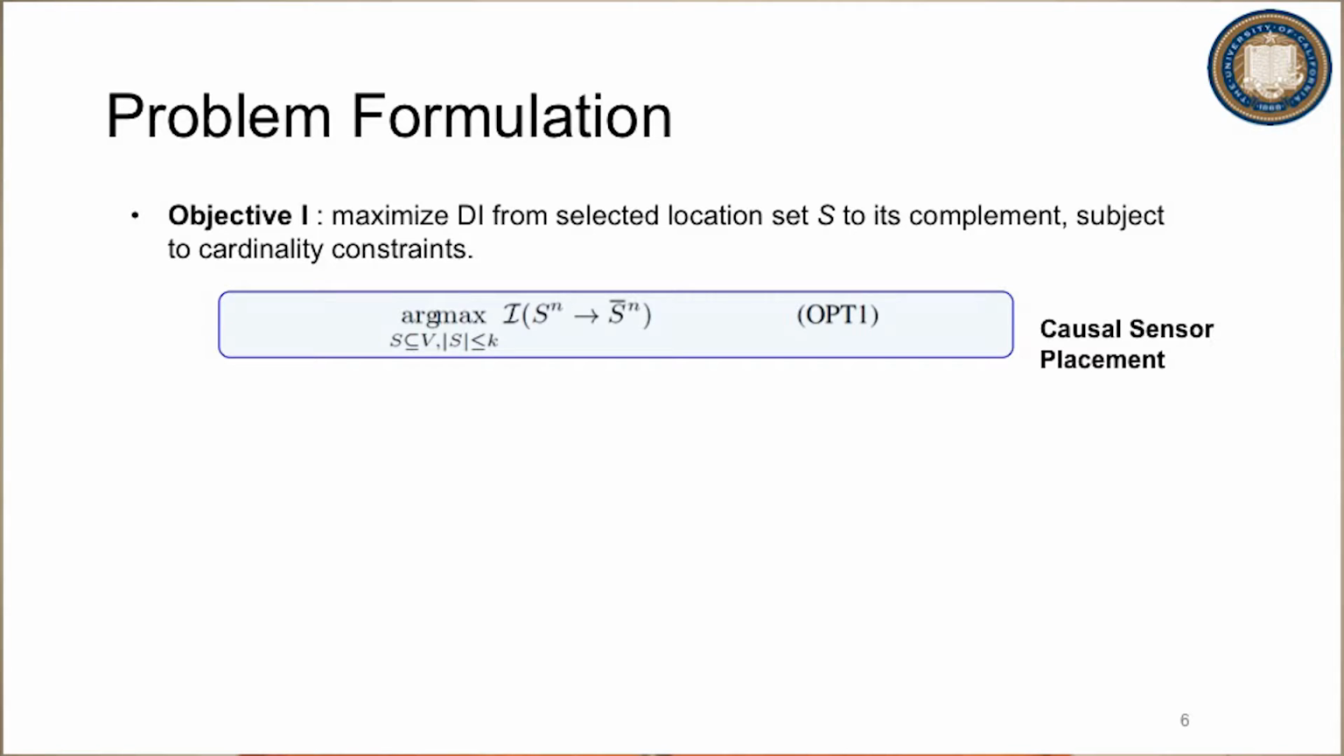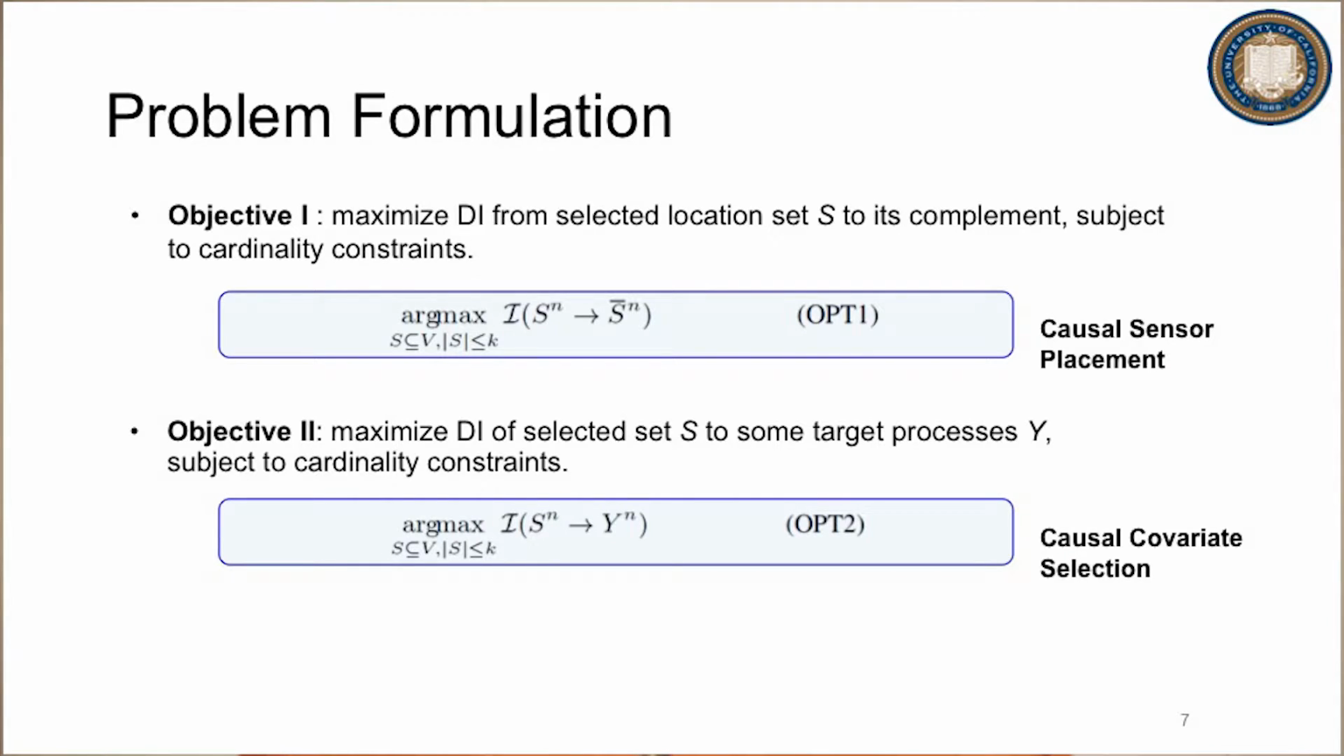With directed information as a measure of causality, we can formulate the causal sensor placement problem as maximizing directed information from the selected set to its complement, subject to some cardinality constraints. Similarly, the second problem, causal covariate selection, can also be formulated as maximizing directed information from the selected set to some target process, subject to some cardinality constraints. Both of these two problems are actually NP-hard.